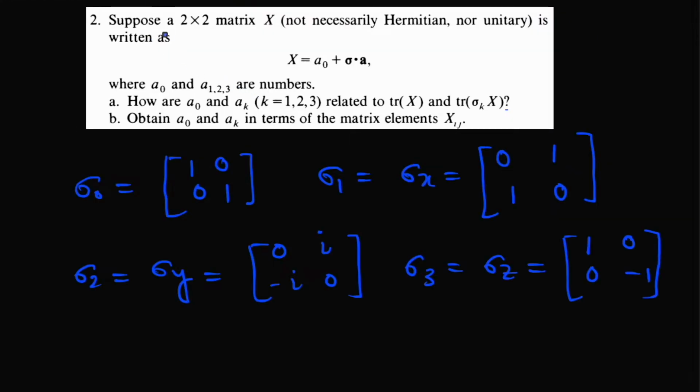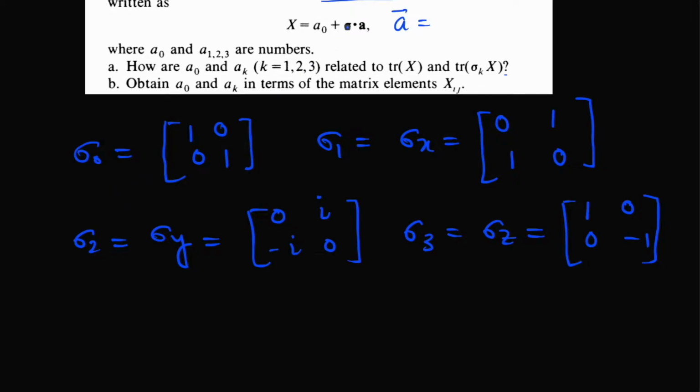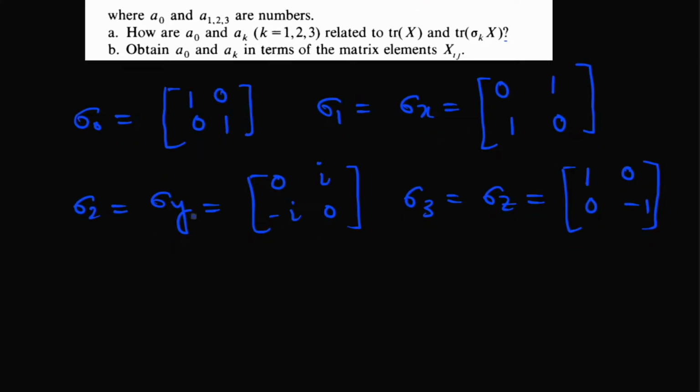Now let us solve question 2, where we are told X is a matrix, not necessarily Hermitian or unitary, written as X equal to a0 plus sigma dot a, where a is a three-dimensional vector, and sigma 0 is equal to 1 0, 0 1; sigma 1 equal to sigma x, 0 1, 1 0; sigma 2 is equal to sigma y equal to 0 minus i, i 0; and sigma 3 is equal to 1 0, 0 minus 1.